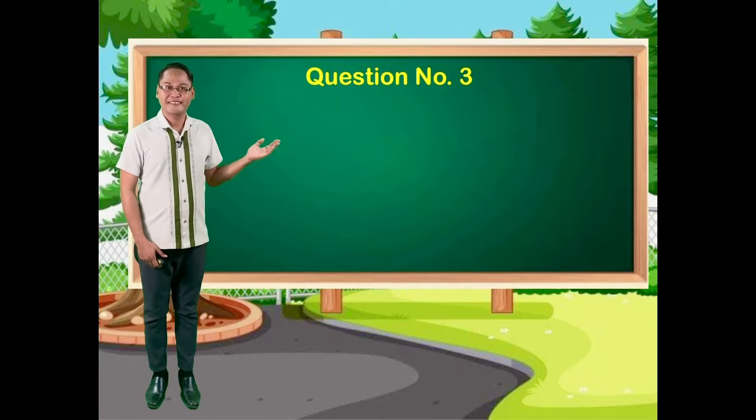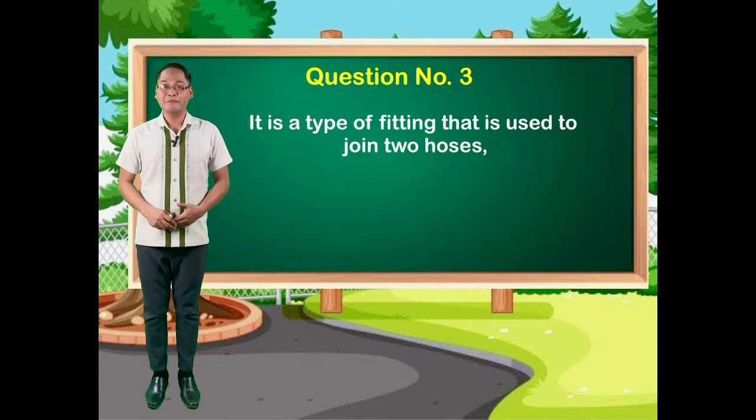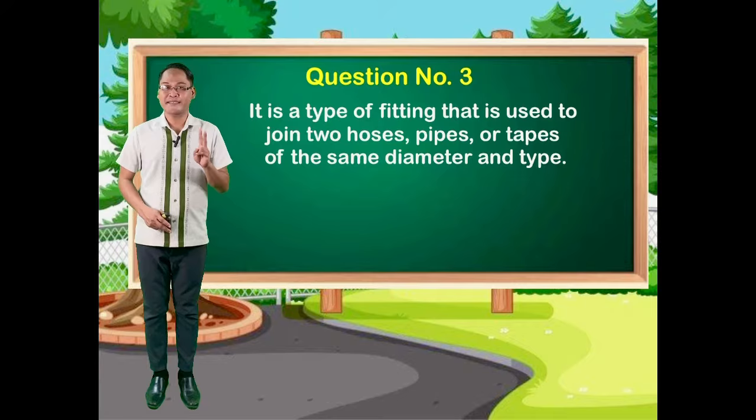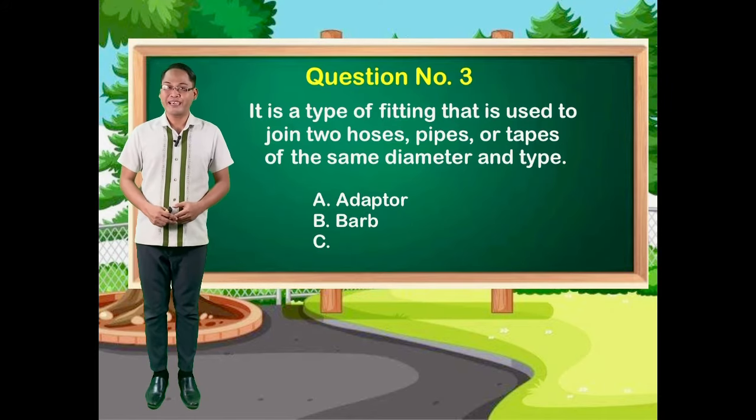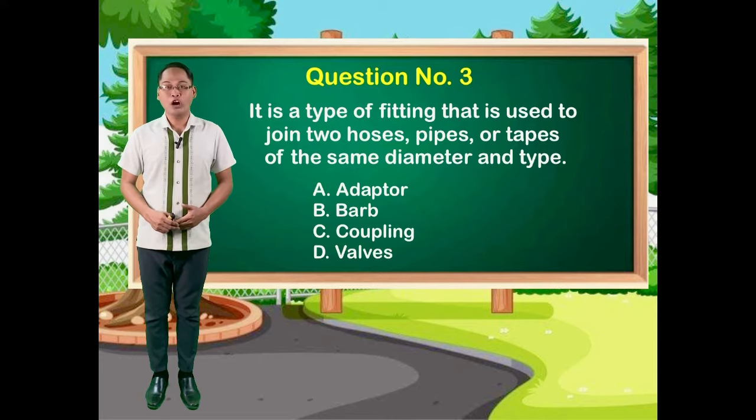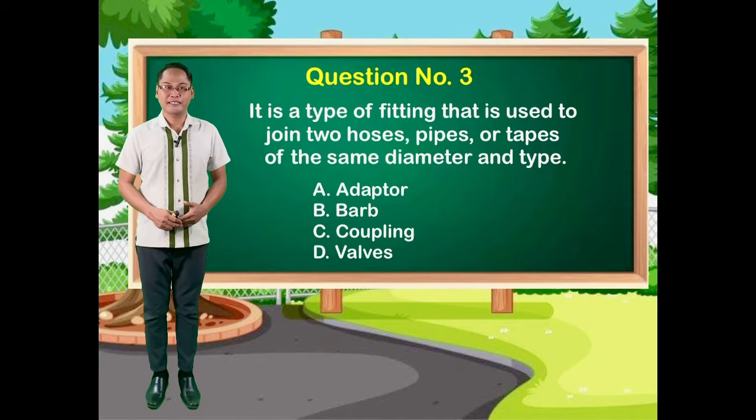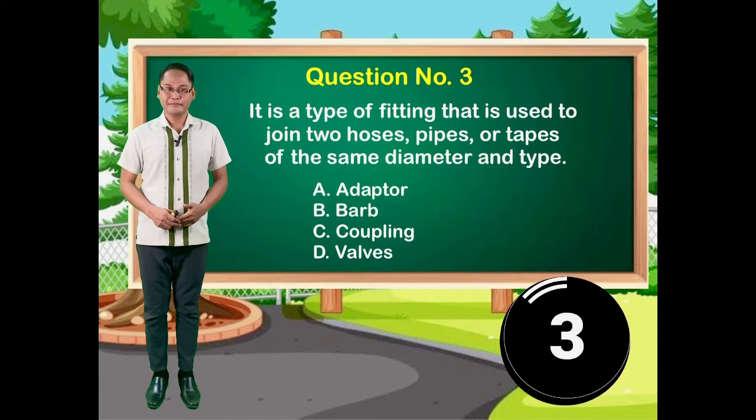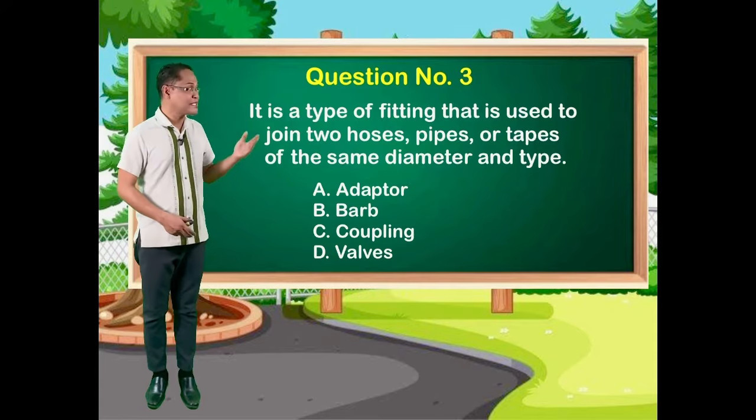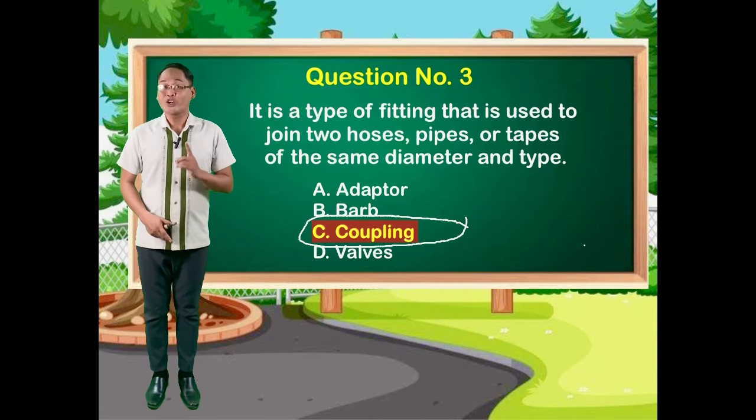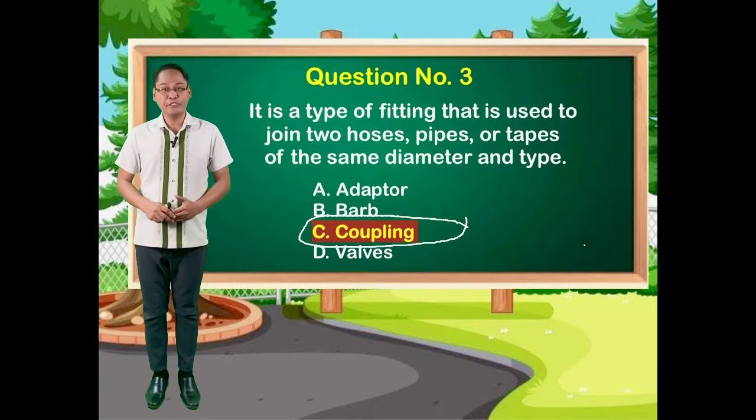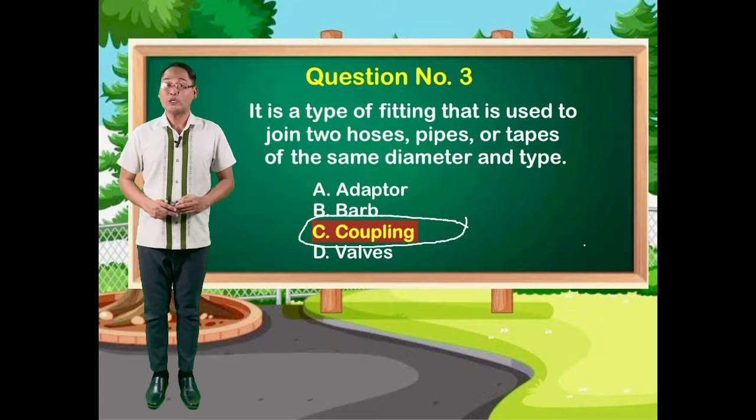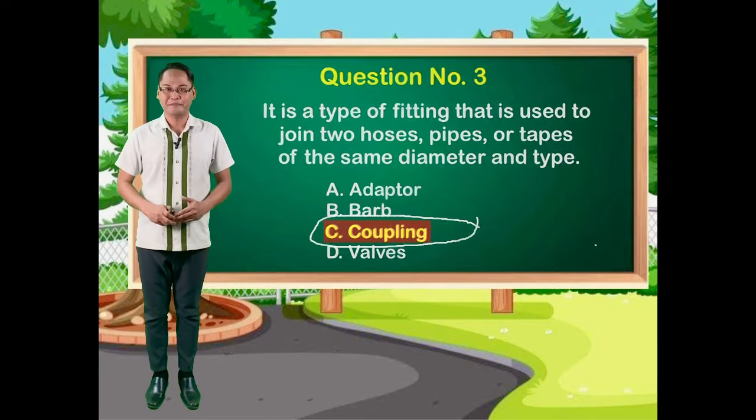Third question. It is a type of fitting that is used to join 2 hoses, pipes, or tapes of the same diameter and type. A. Adapter. B. Barb. C. Coupling. D. Valves. If your answer is letter C, you are correct. Coupling is the type of fitting that is used to join 2 hoses, pipes, or tapes of the same diameter and type.